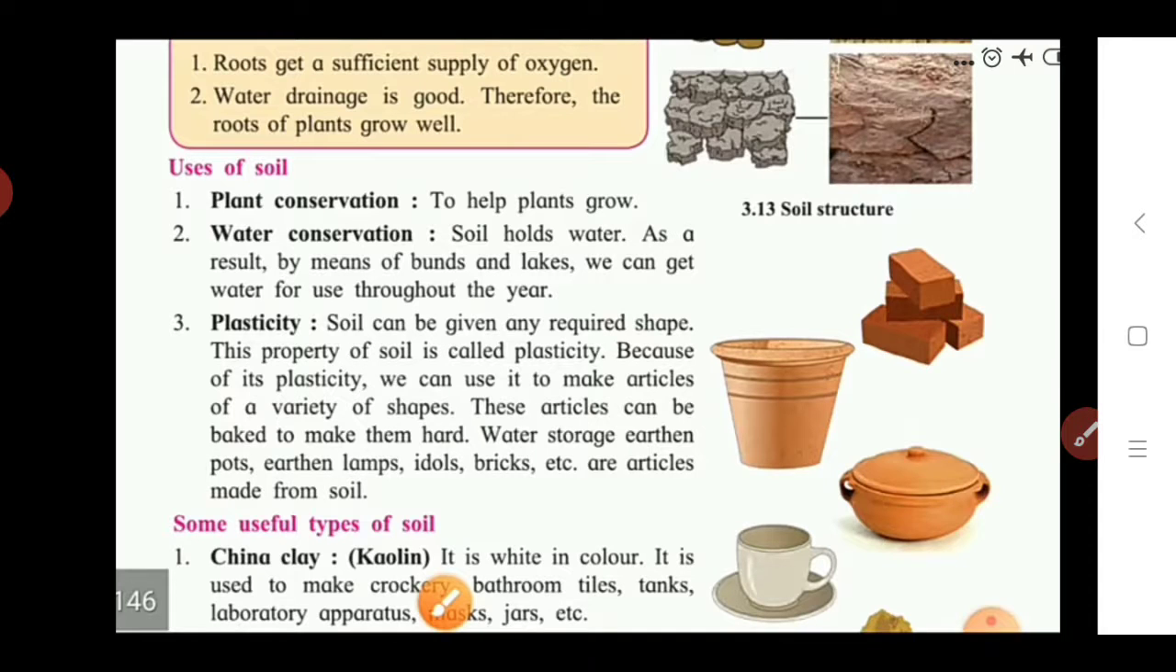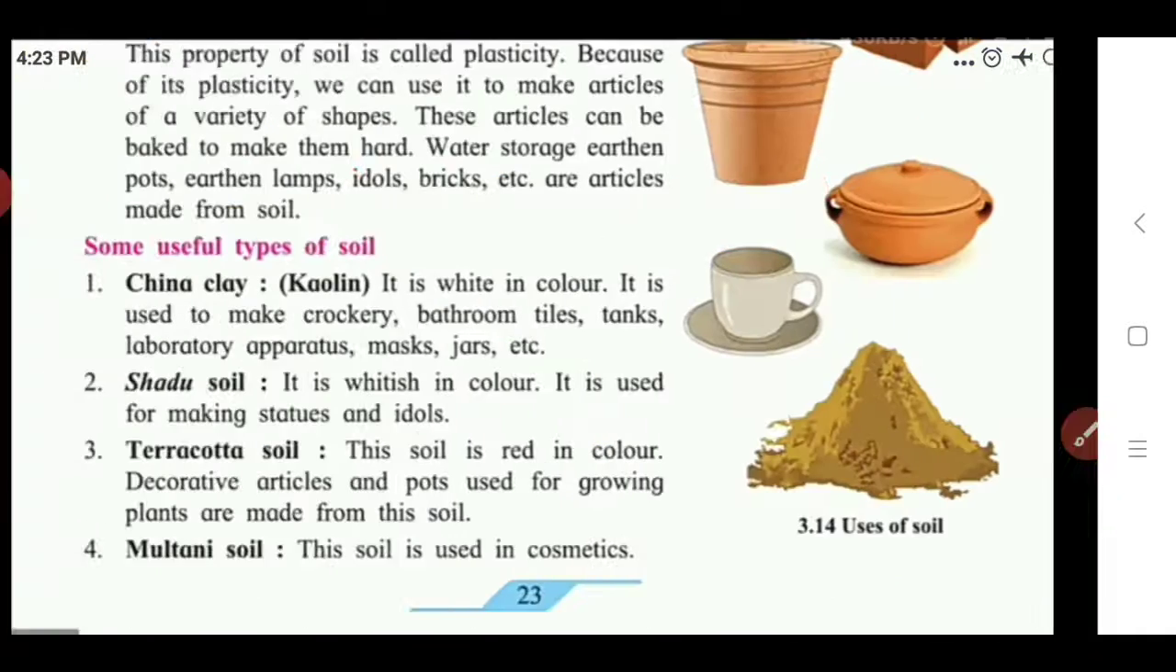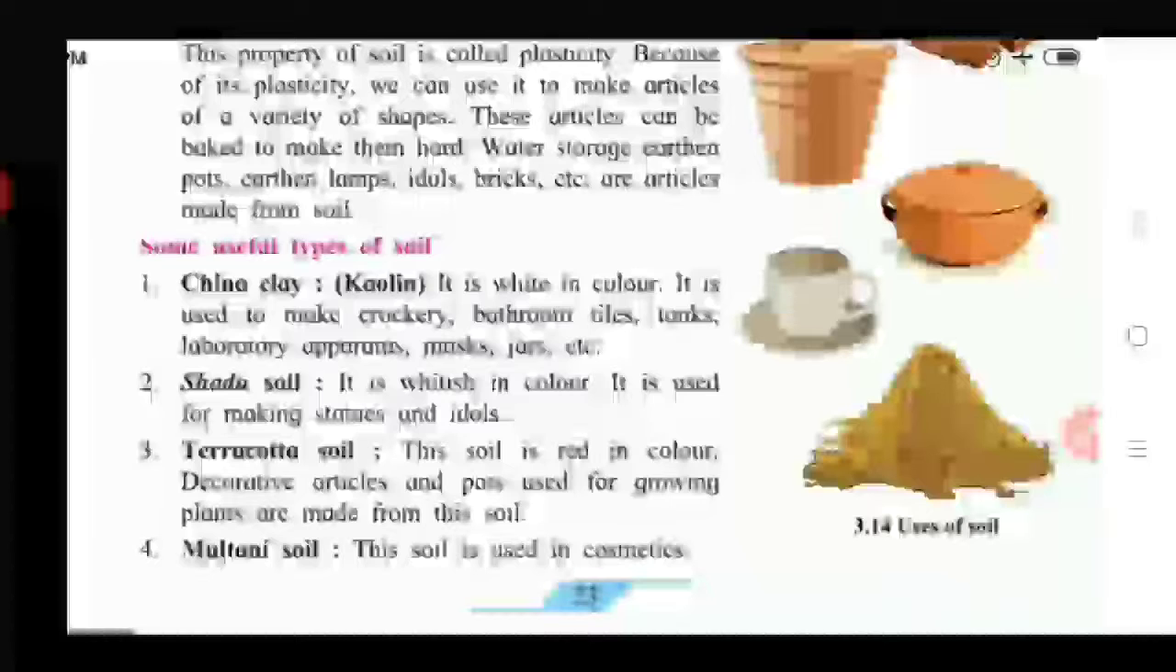And what are the uses? Uses are this clay is used for making some articles. Which articles? Like crockeries. These are used at our home, also in some hotels. Then bathroom tiles, tanks, laboratory apparatus, and masks, jars, etc. So in this way, this china clay is used. Then we see the other type.